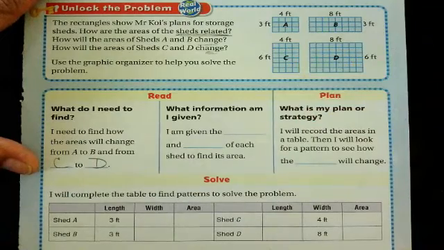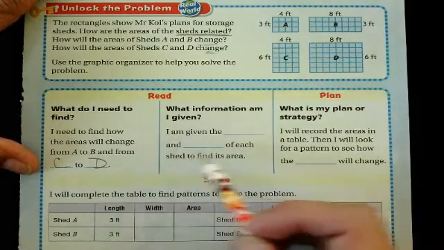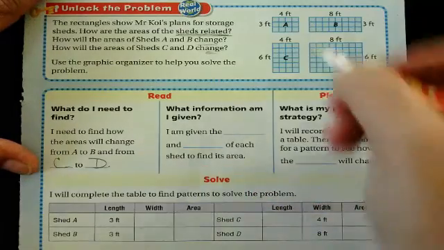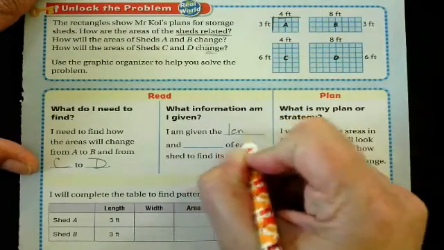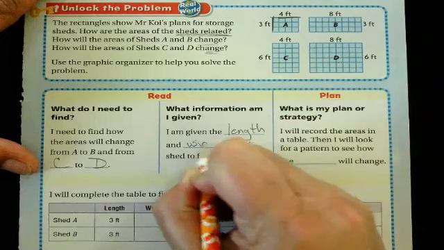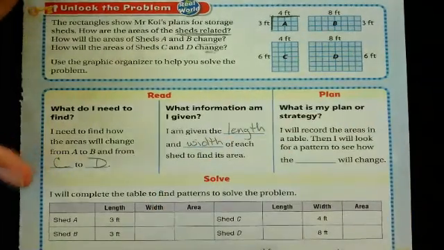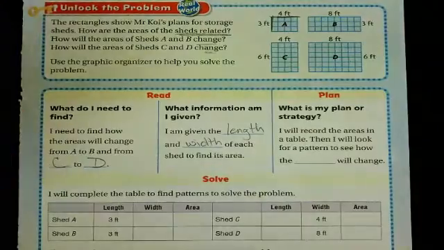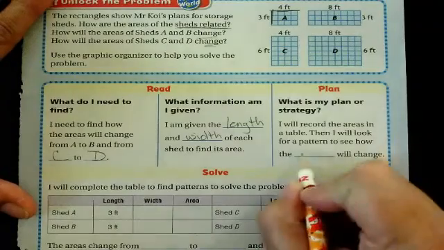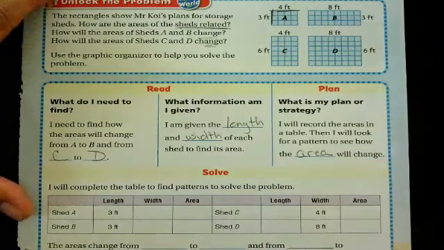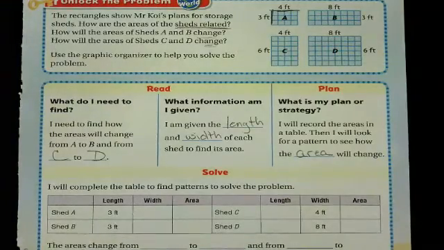So what information am I given? I am given the length and width of each shed to find its area. I am given its length and its width. Make sure you spell them correctly. Given the length and the width. So what is my plan or strategy? I will record the areas in a table, then I will look for a pattern to see how the area will change. What are we looking for? Looking for how the area will change. So we want to make sure that we are looking for area.